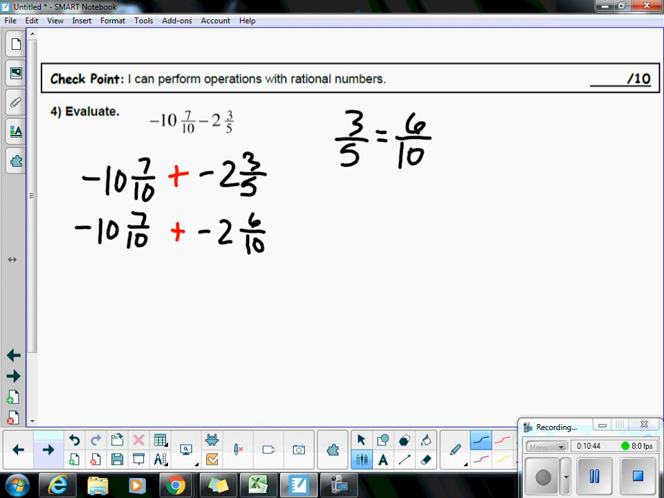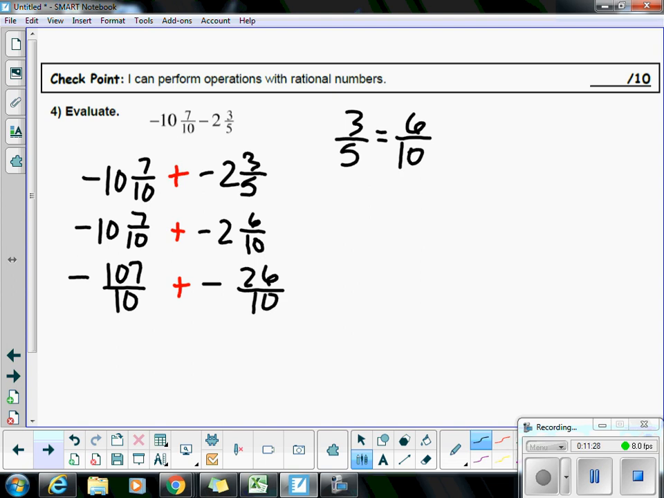All right, so if these are both negative numbers, we're getting even more negative. So we're not getting closer to a positive number, we're working our way further from a positive number. So what I like to do is turn my mixed numbers into improper fractions. To do that, we take our denominator, multiply it by the number out front, so 10 times 10, and then add our numerator. So -107/10, and it's still negative, plus -10 times 2, which is 20, plus 6, so -26/10.